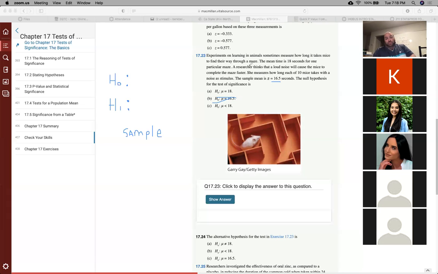Now, what does the researcher think will happen if she makes a loud noise? She thinks that the mice will complete the maze faster. Faster than what? No, the 16.5's got nothing to do with her hypothesis. That comes later after she does a sample. She thinks it's less than 18, which means she's testing against that it's equal to what?